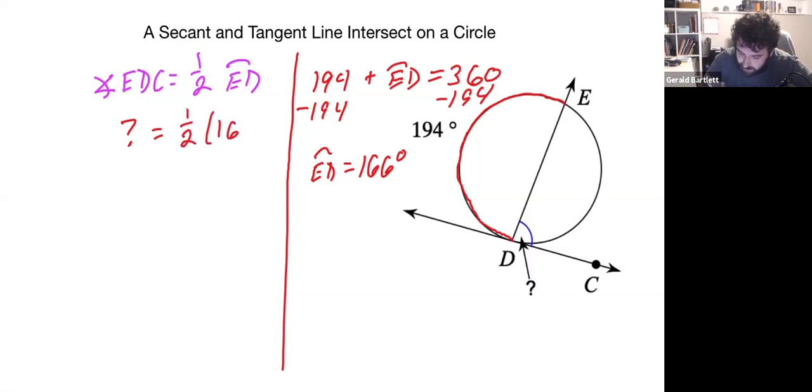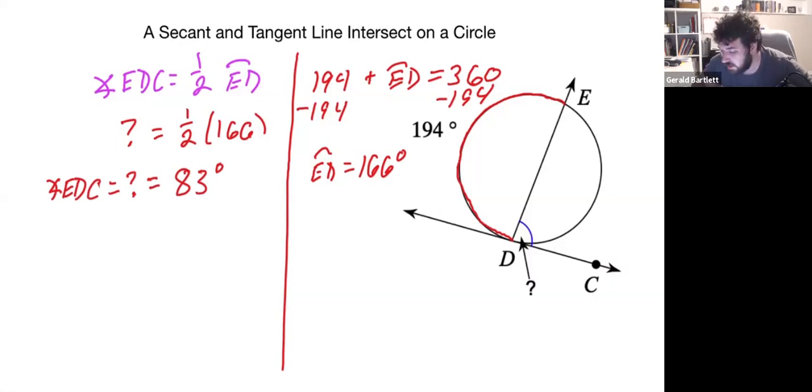We go ahead and plug that straight in. 1/2 of the 166. So we take that number in our calculators, just divide by 2, and I get that the question mark is 83 degrees, which is of course angle EDC. Hopefully that makes some sense going along.